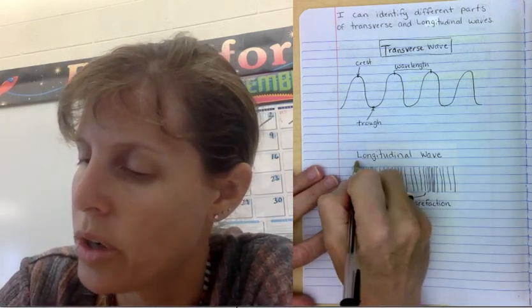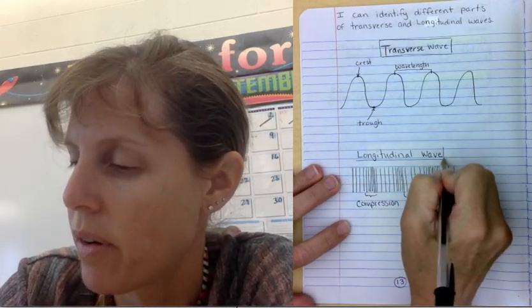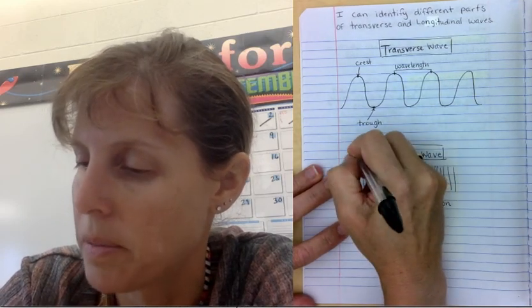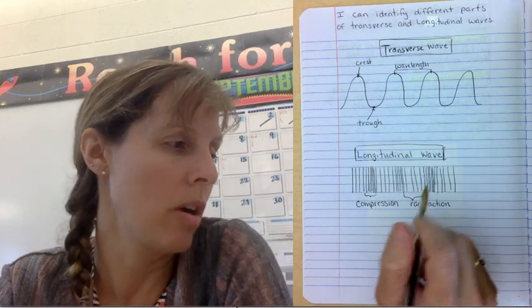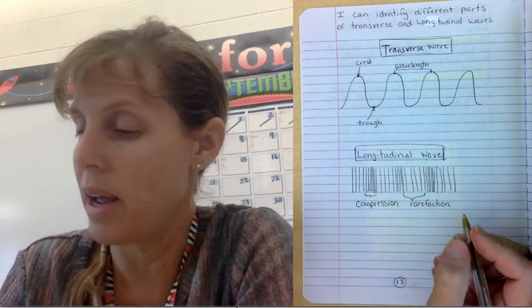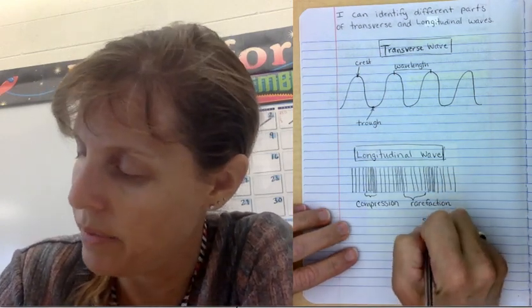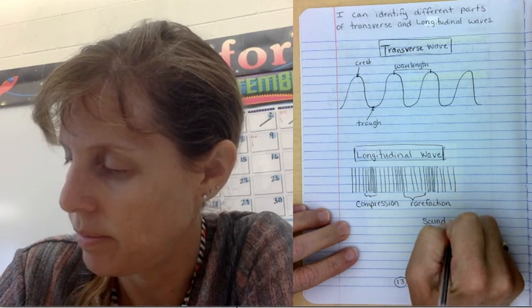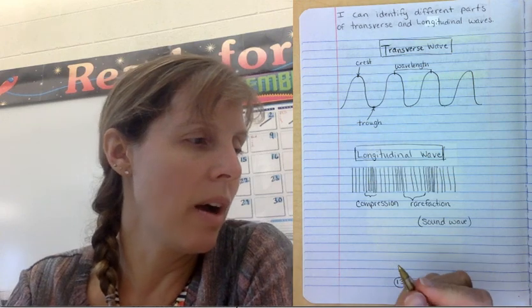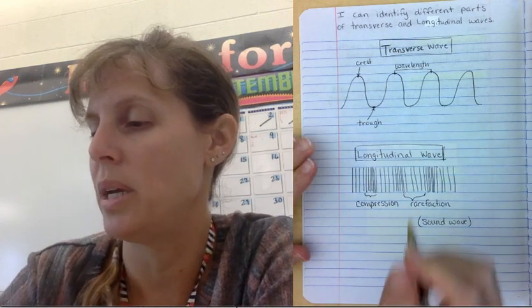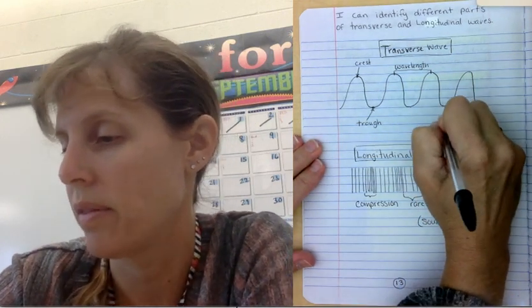So this is a longitudinal wave and some of its parts. Some examples of a longitudinal wave would be a sound wave. A sound wave is a good example of that. And an example of a transverse wave might be a water wave.